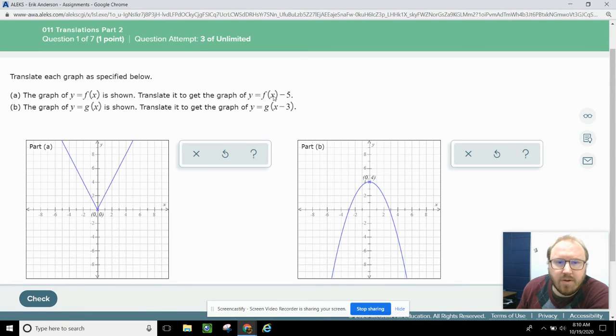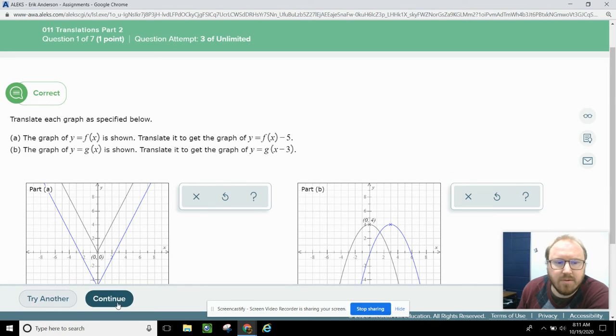So this first one says f of x minus 5, so that's going to go down 5. And the second one, g of x minus 3, since we're subtracting on the inside, it's going to go right 3. Give that a check. And then we'll move on to question 2.